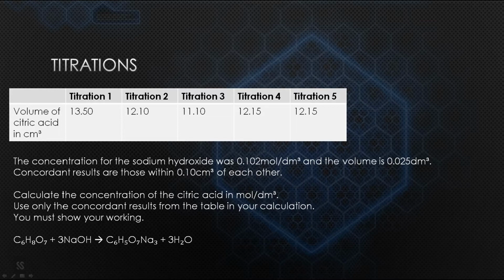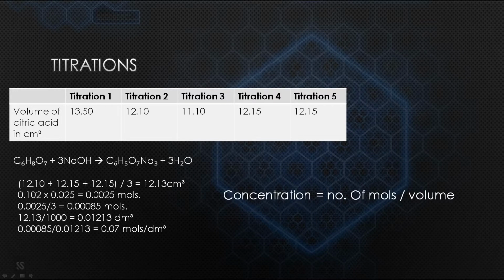We are given the concentration and volume of the sodium hydroxide, however, we are given a table for the volume of citric acid. The example states that concordant results are those within 0.1 cm cubed of each other, meaning only titration 2, 4 and 5 are able to be used, as the others are anomalous. So, we work out the mean volume of citric acid by summing titration 2, 4 and 5's values, and then dividing the answer by 3.